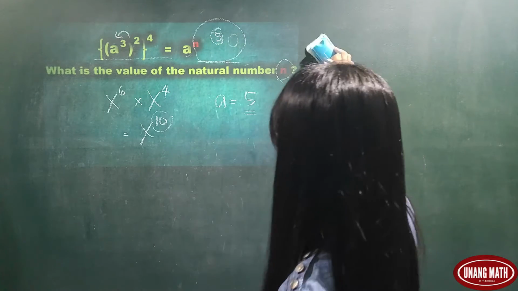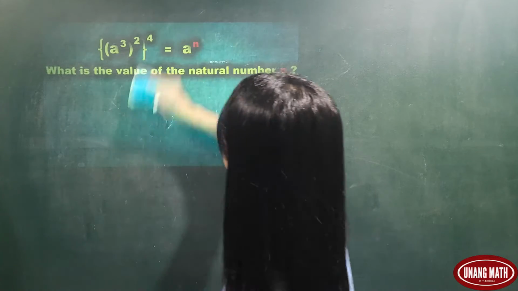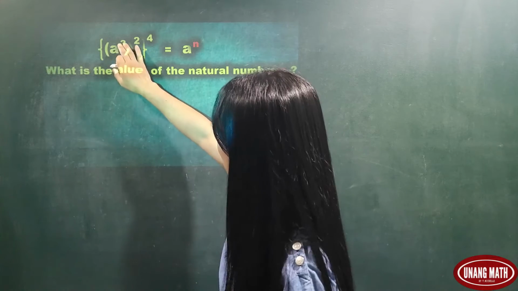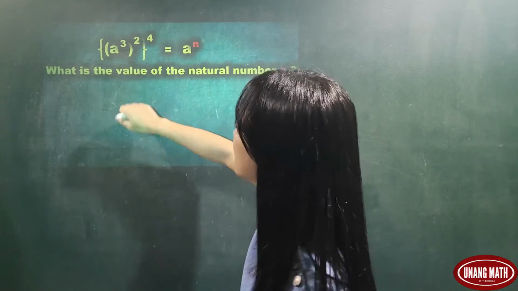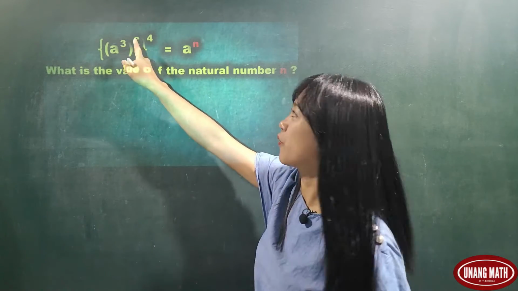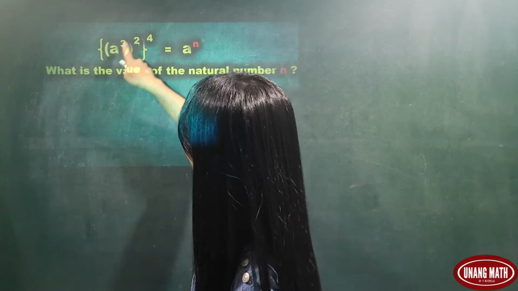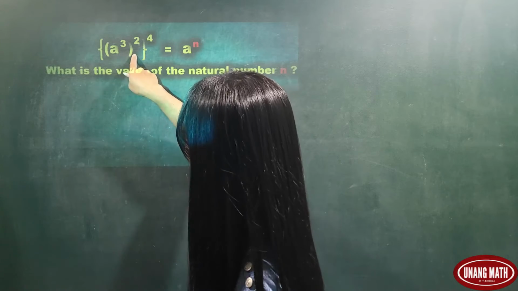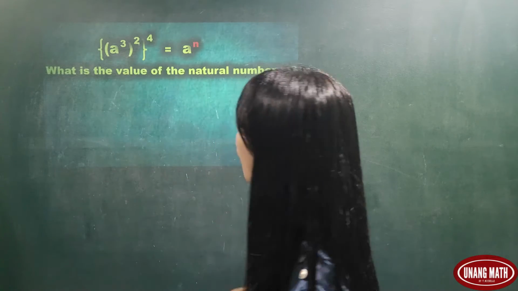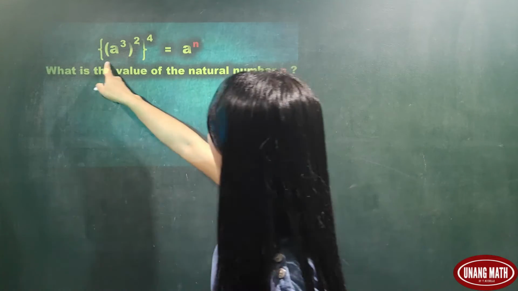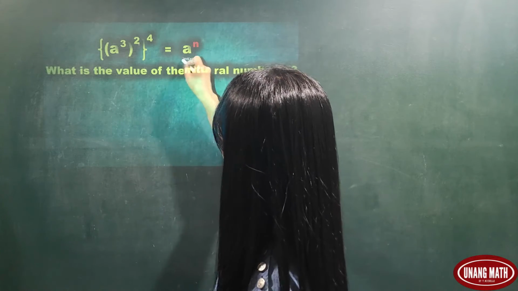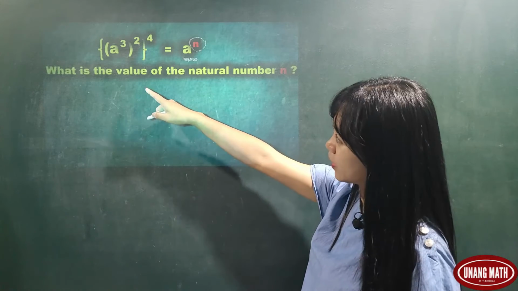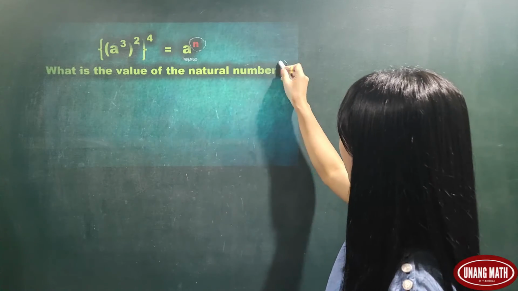Okay, this is the last problem. Let's answer this one. We have here a raised to the power of 3 inside the parenthesis, and it's raised to the power of 2. And then we have here again a curly bracket, and this expression is raised to the power of 4. This one is equal to a raised to the power of n. The question is, what is the value of the natural number n?